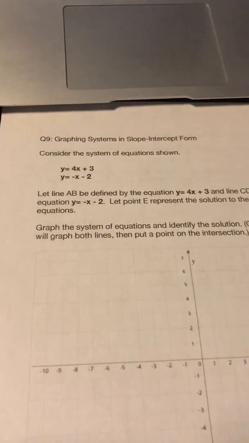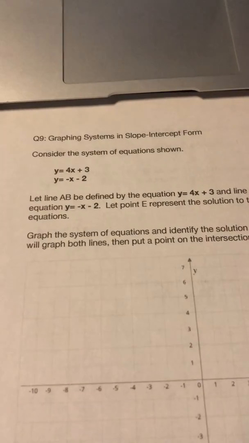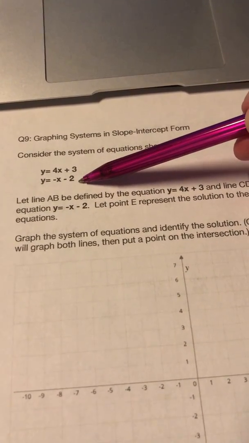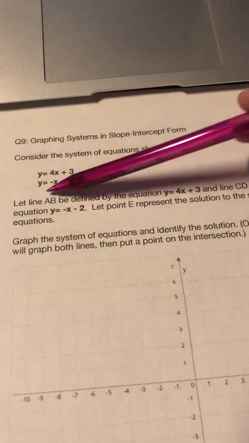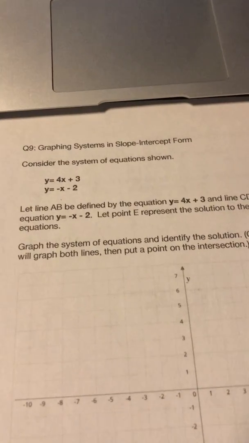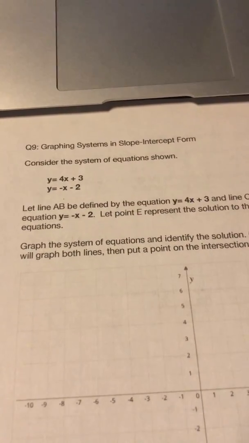Question 9, graphing systems in slope-intercept form. Consider the system of equations shown. We have y equals 4x plus 3 and y equals negative x minus 2. Let line AB be defined by the equation y equals 4x plus 3 and line CD be defined by the equation y equals negative x minus 2.